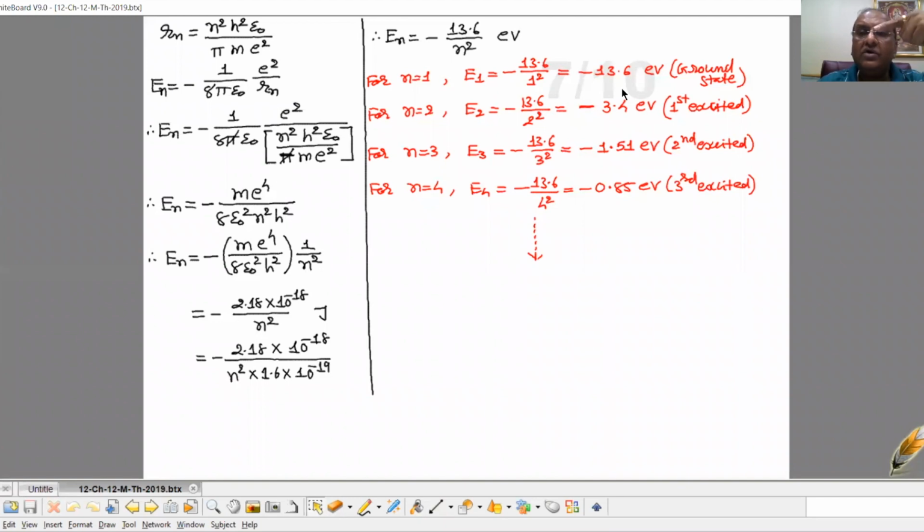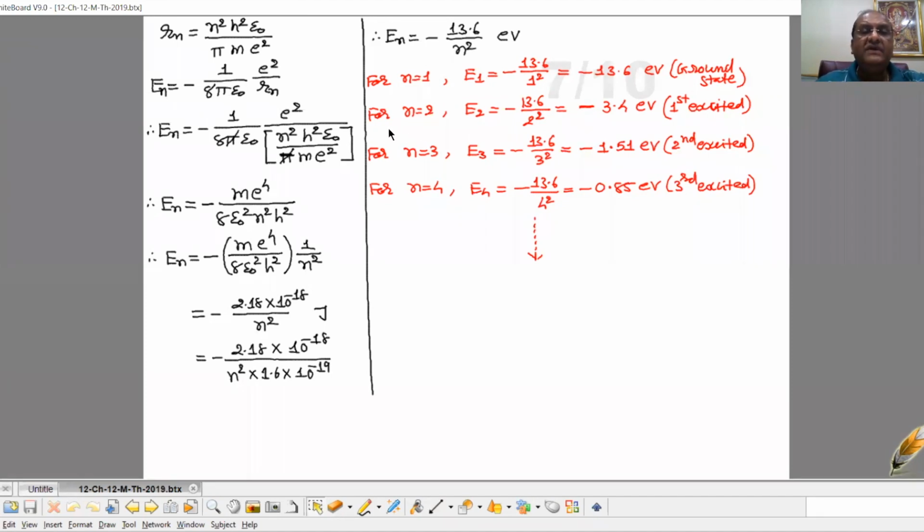So if you want to make that particular electron free, then we have to make its energy equal to 0. So we have to supply the energy equal to 13.6. So minus 13.6 plus 13.6 will come to 0 and electron will be free.